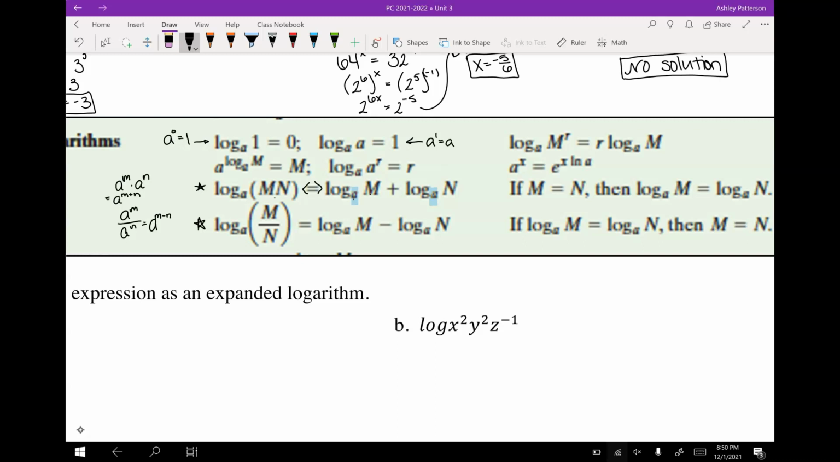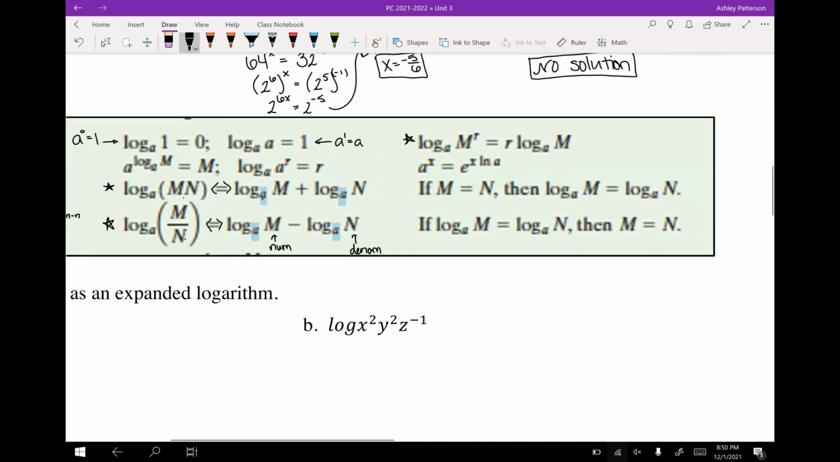So if I have the log base a of m divided by n, I can rewrite it through division, keeping the bases the same, making sure that it's the log base a of the numerator subtracted by the log base a of the denominator. And you can work in both directions. So if I have two logarithmic terms whose bases are the same and they're subtracting, I can condense it through division. Pretty snazzy.